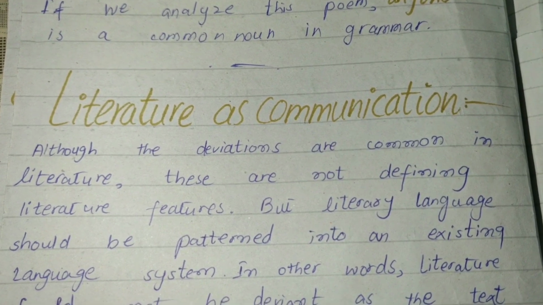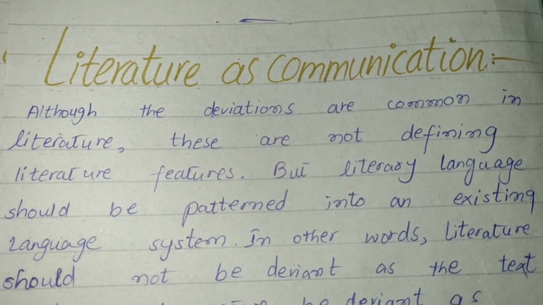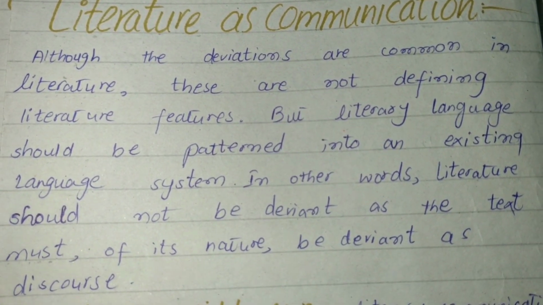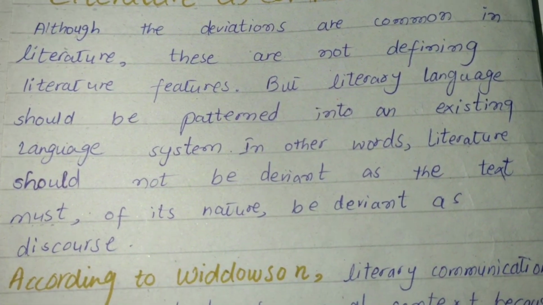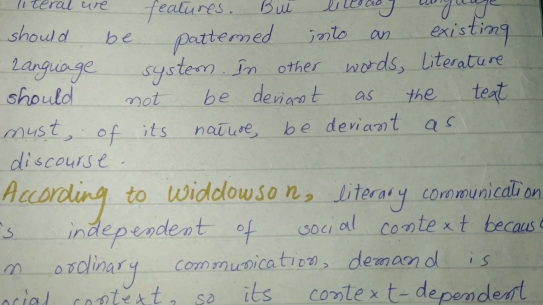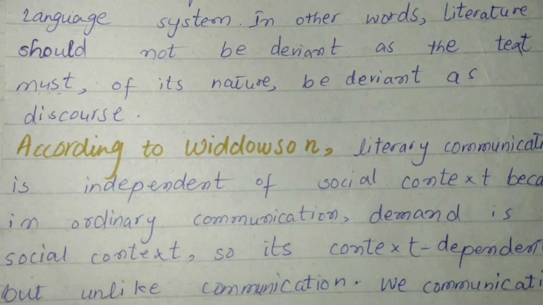Literature as communication. Although the deviations are common in literature, these are not defining literary features, but literary language should be patterned into an existing language system. In other words, literature should not be deviant as discourse, as the text must, of its nature, be deviant.